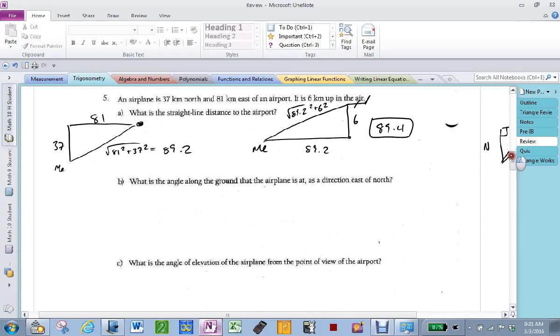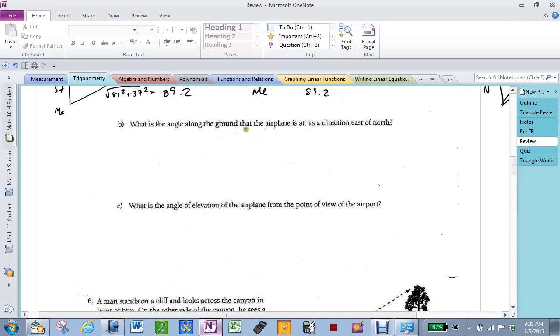Okay. What is the angle along the ground? So which triangle is that? The 37 81 or the 6 and 89? 37 81. And I need the angle as east of north. Well, which of these is north? The 37 or the 81? 37. Where's east? To the right. So I need this angle here, yes?